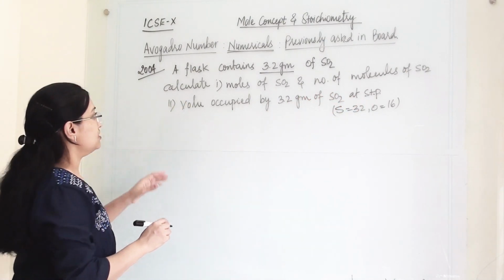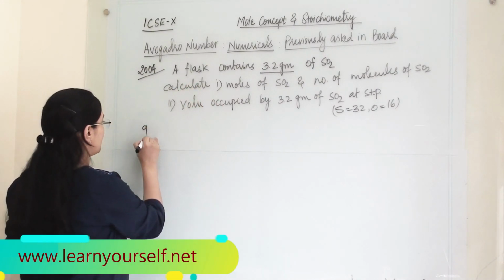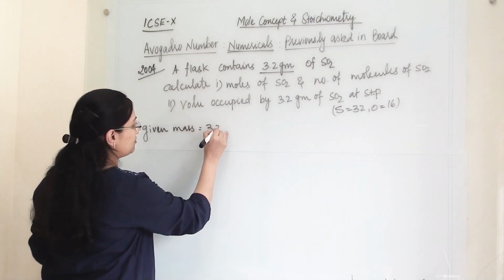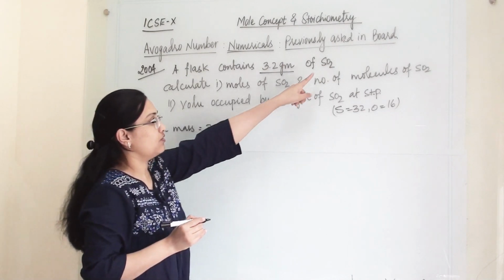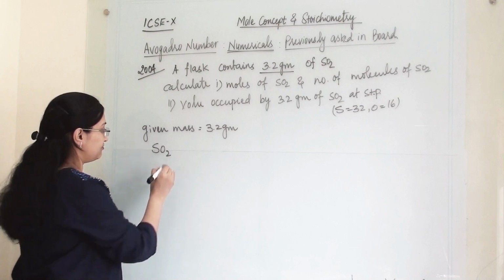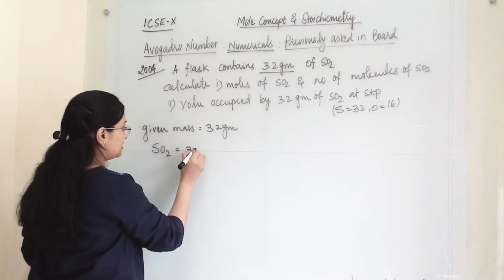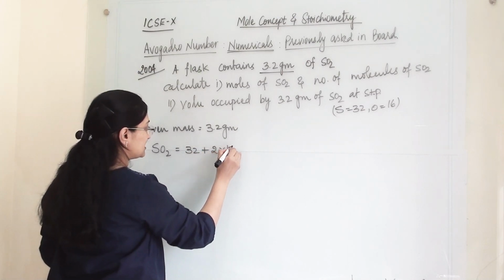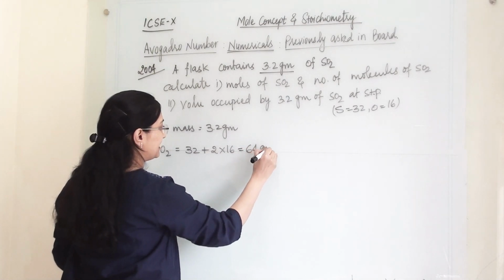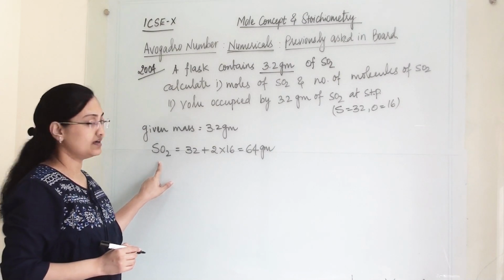So first, we will see which information has been given to us. The given mass, or given weight, is 3.2 gram of sulfur dioxide. So we need to calculate its molecular weight. Here the atomic weights have been given to us. So 32 plus 2 into 16, so 32 plus 32, it will be 64 gram. This will be the molecular weight of sulfur dioxide.